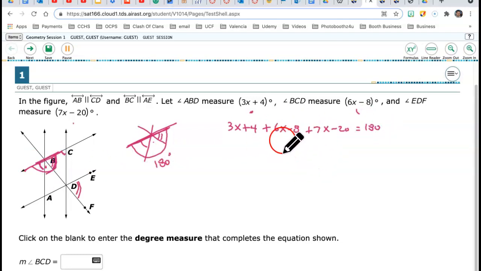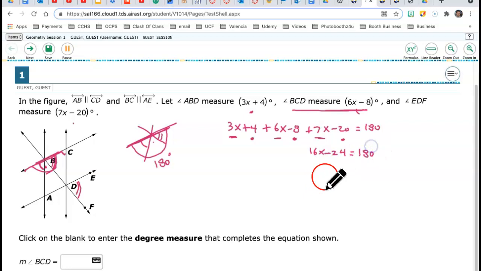All right, from there, I'm going to find the value of x and then plug it back into BCD. BCD is the one that I want. So let's find the value of x. 3x plus 6x is 9x, and 7x makes 16x. Let's add the constants. 4 minus 8 is negative 4. Minus 20 is going to give me negative 24.